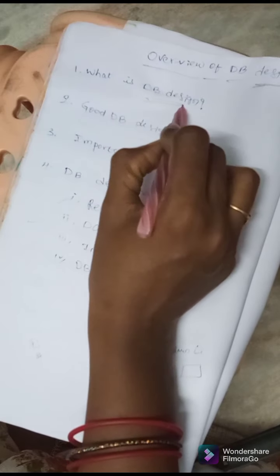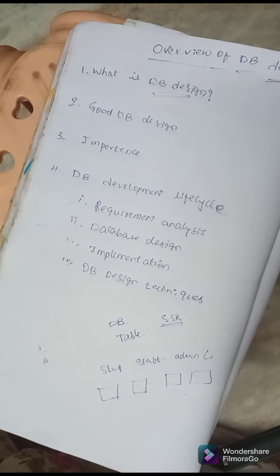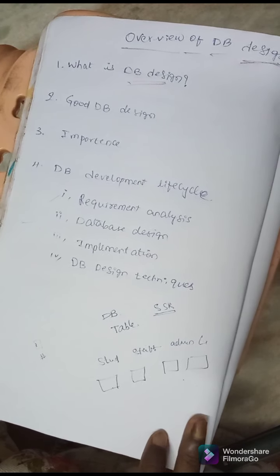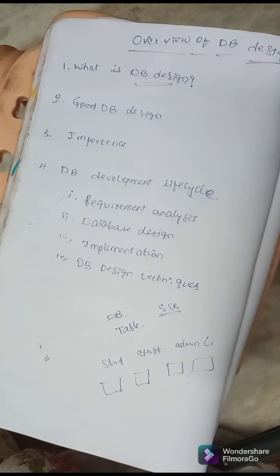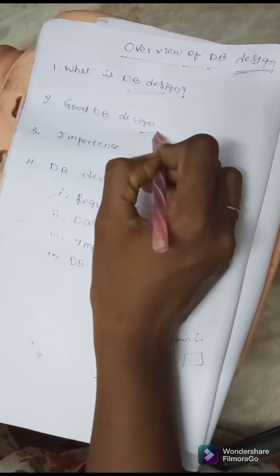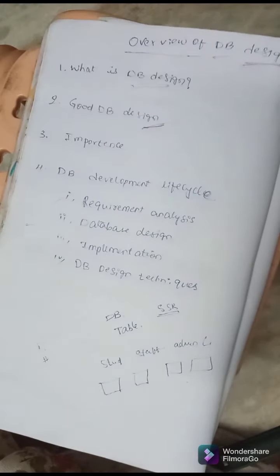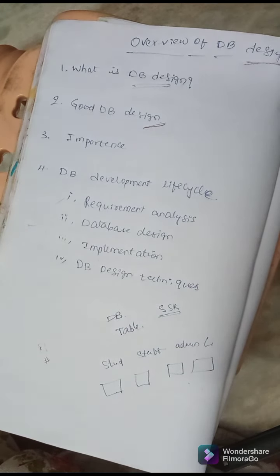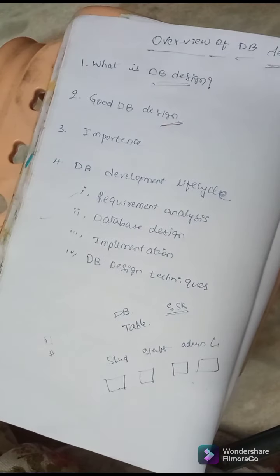Now first we'll see the question, what is database design? This database design I already told you in the first unit. We have three levels: view level, conceptual level and physical level. So the database should be designed in three levels. Now the next thing is good database design. Whatever database you are designing, that database should be good.